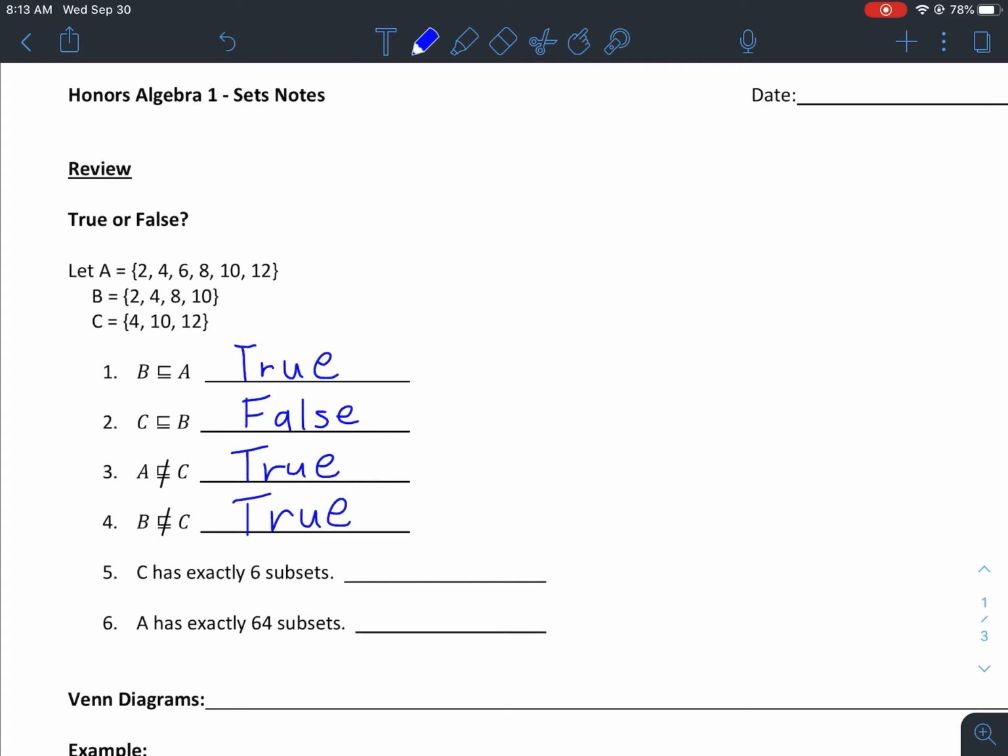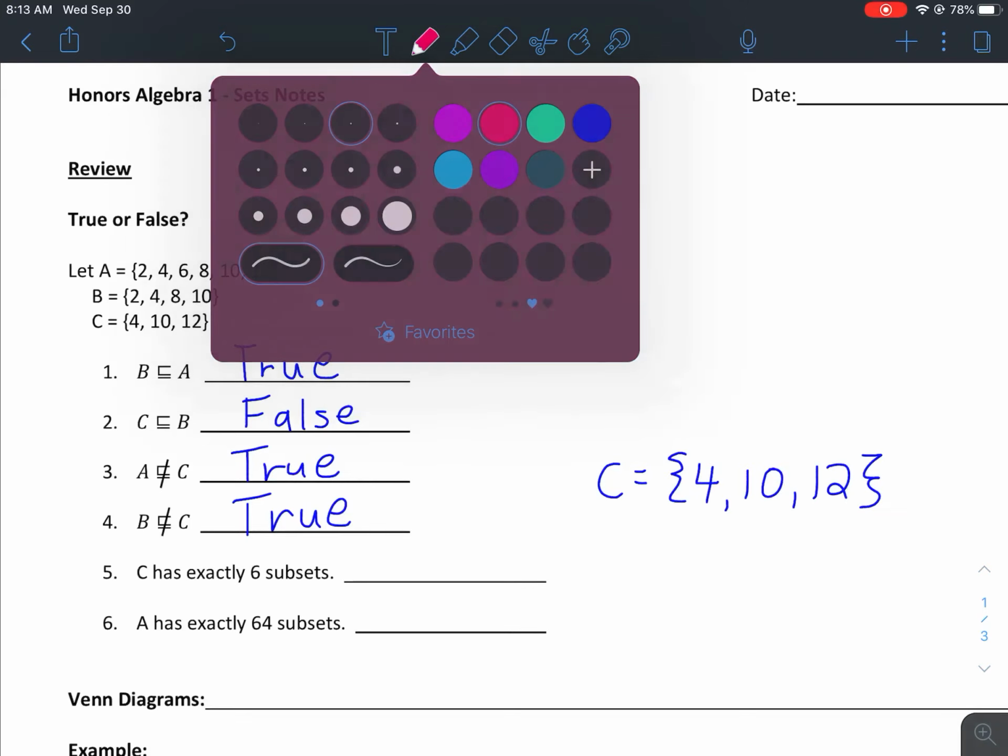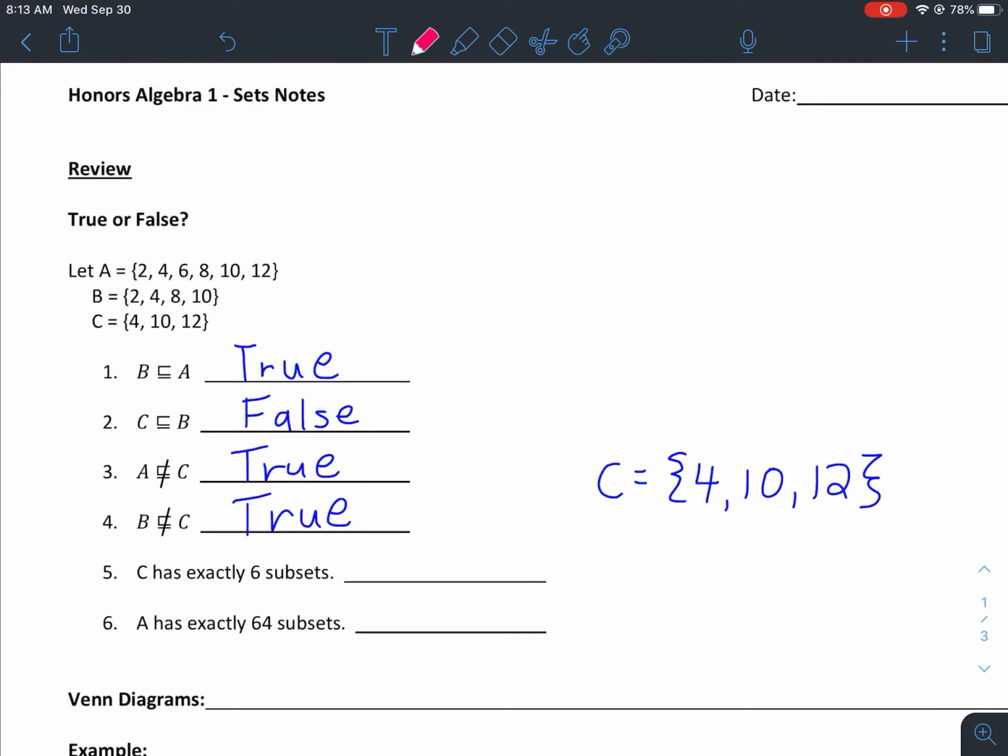Okay, so number 5 says C has exactly 6 subsets. So let's look at set C. So set C is the elements 4, 10, and 12 are in set C. So let's try and think of as many subsets as we can. One subset of C would be the set with 4. We also could just have a set of 10 would be a subset of C. Another subset of C would be the set of 12. Another one could be 4 and 10.